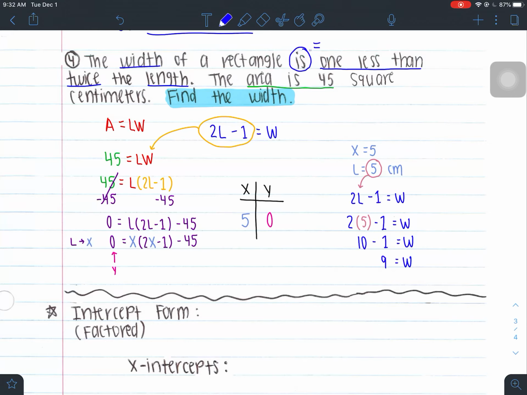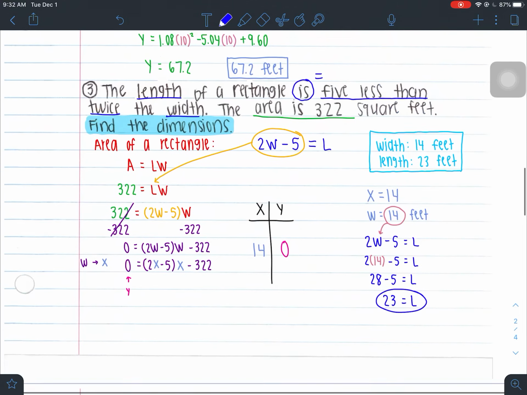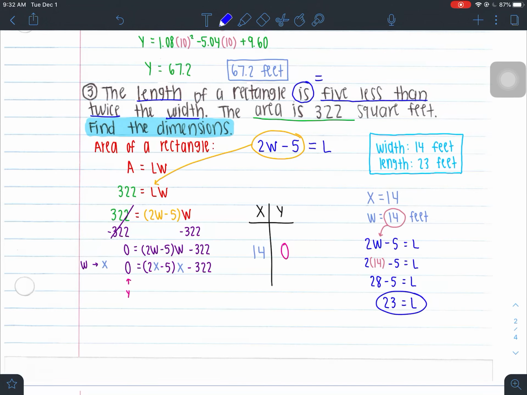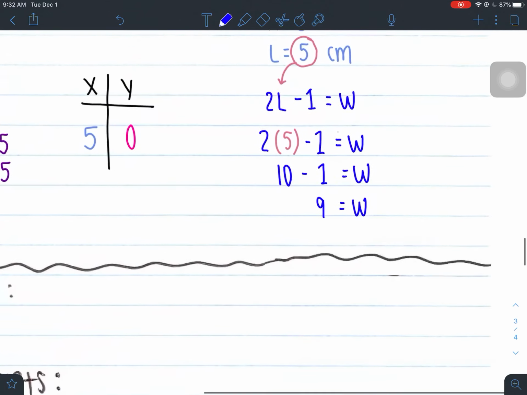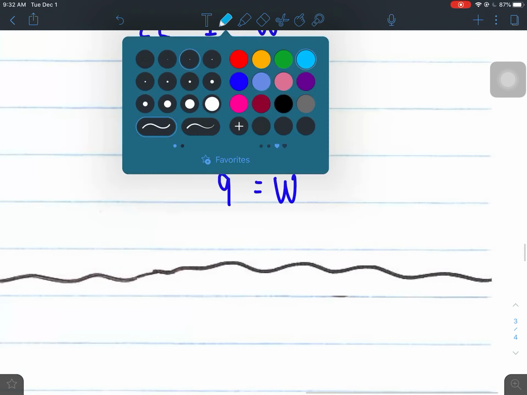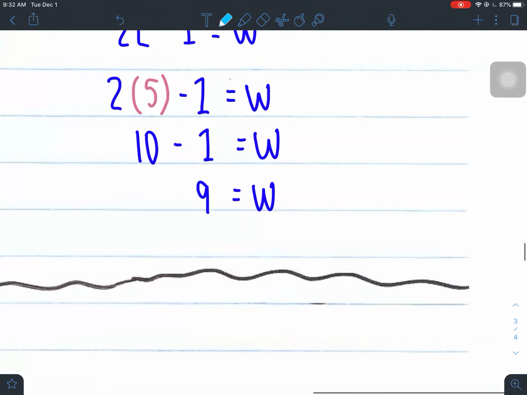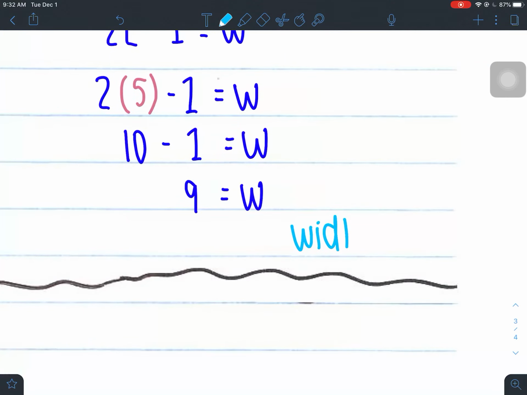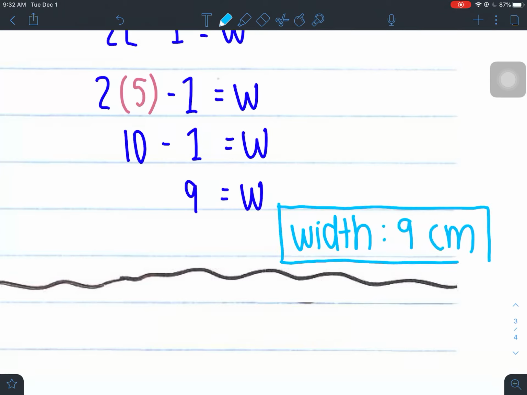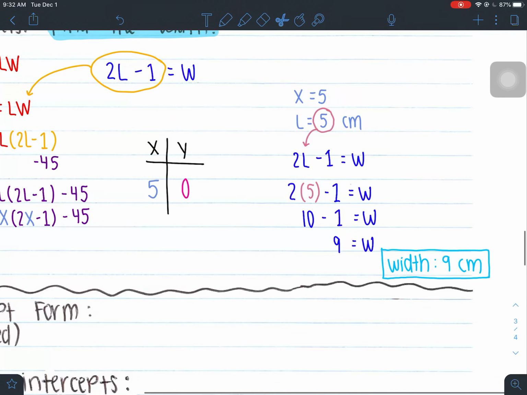9 equals W. So again, what is the problem asking for? The problem asks to find the width. So they don't even care about the length at all. In the last problem, they wanted to find the dimensions. They wanted both. Here, they only want the width. So that means our answer here is going to be just the width. And we got W equals 9, which means our answer is that the width is 9 centimeters. And again, I know that it's in centimeters because they told me the area is in square centimeters.